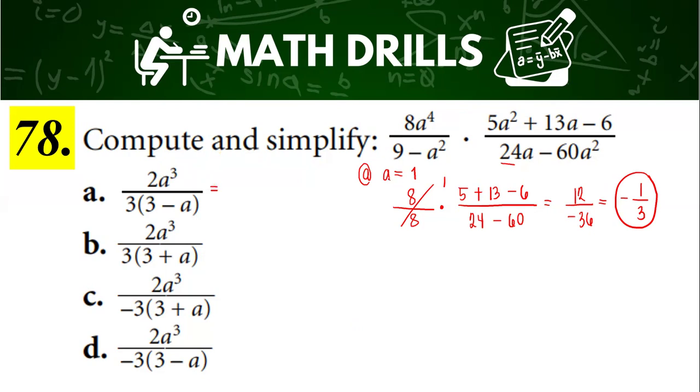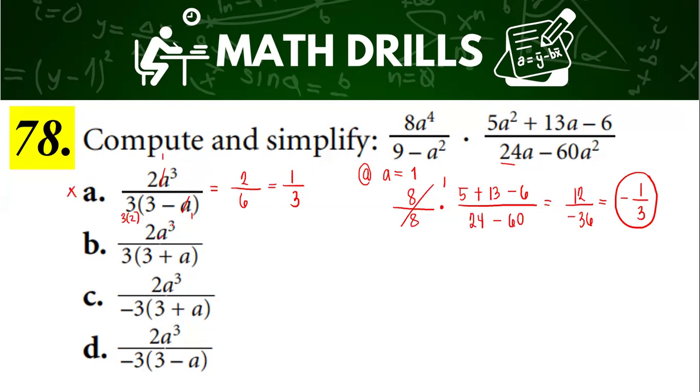Again, a is equal to 1. So this will be 1, this will be 1. So 2 times 1 is 2. We get 3 times 3 minus 1, that is 3 times 2, so this will be 2/6. In simplified form, that is 1/3. But we're looking for a negative answer, so it's not letter A.